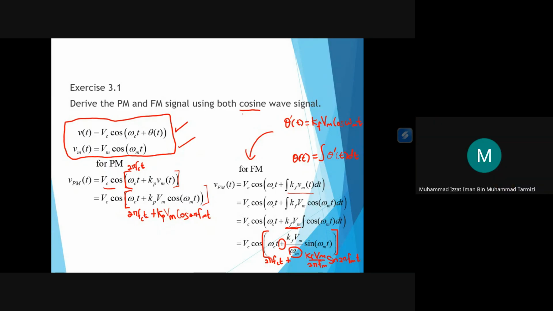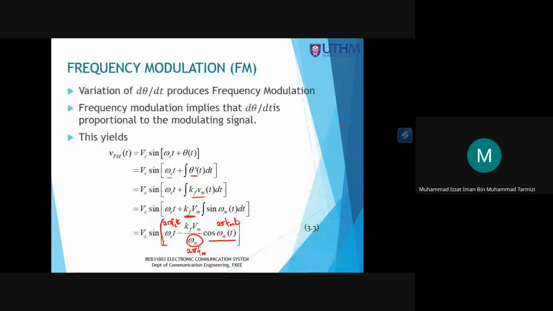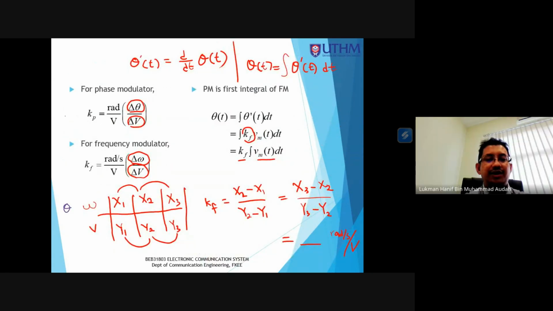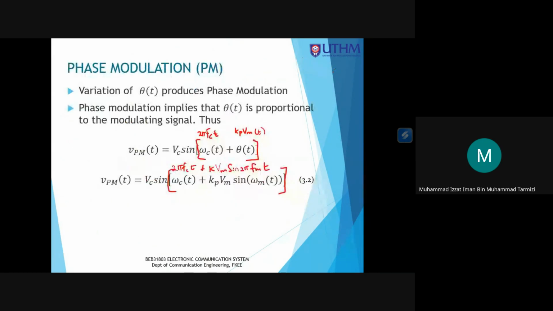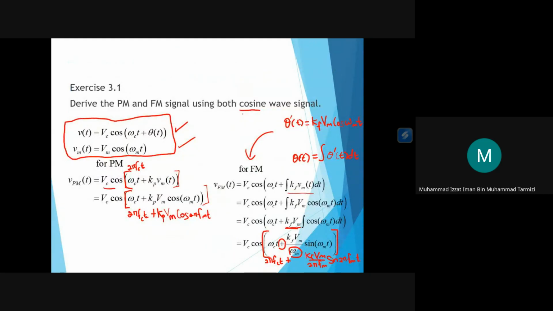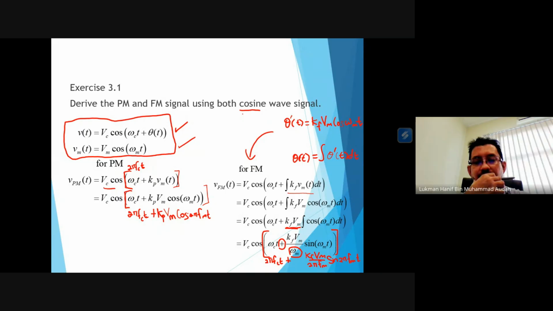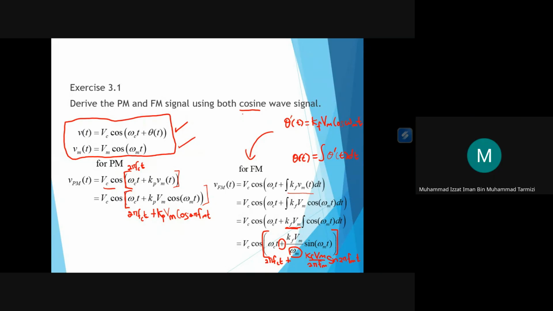For Kf, the SI unit is radian per second per volt. To calculate the equation, should it be in radians or in degrees? On the calculator, change to radian or stay with degree.